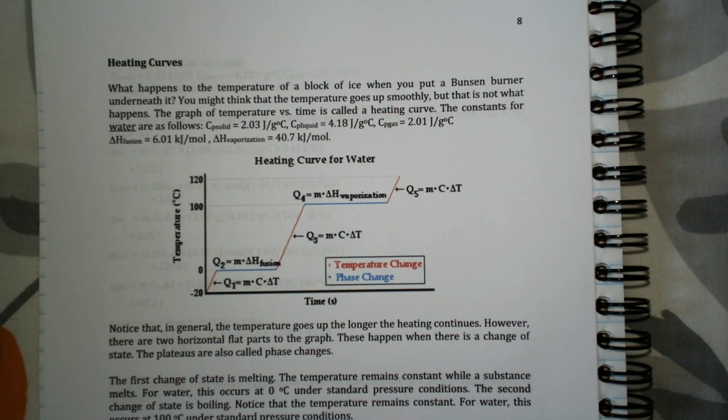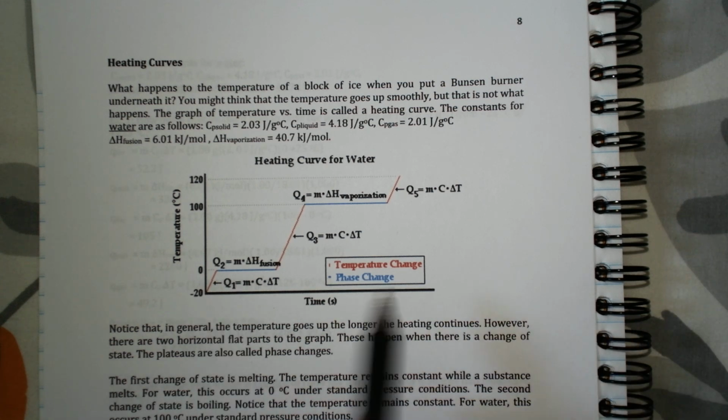Okay. So it says, what happens to the temperature of a block of ice when you put a Bunsen burner underneath it? Well, the temperature goes up, but that's not all, because it will eventually melt, and if you keep the heat on, the temperature will still increase until it gets to a boiling point, and then the water will convert from a liquid into a gas, and that's called vaporization. So those are all physical processes.